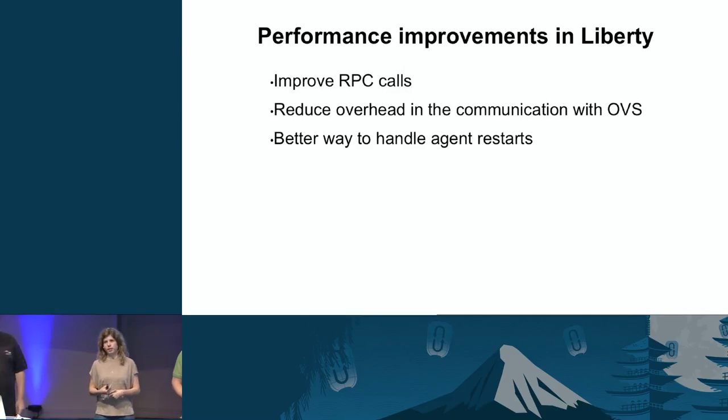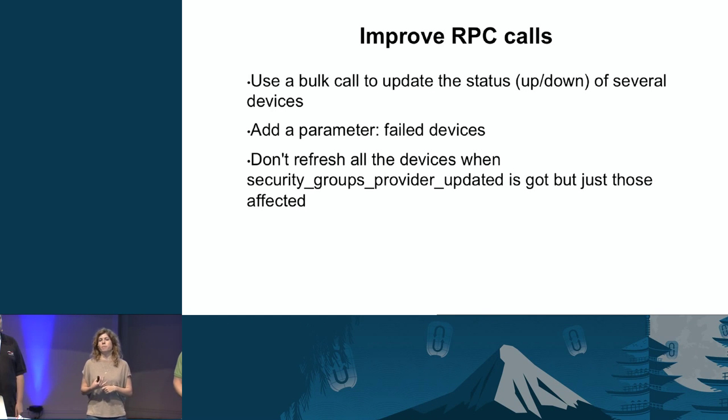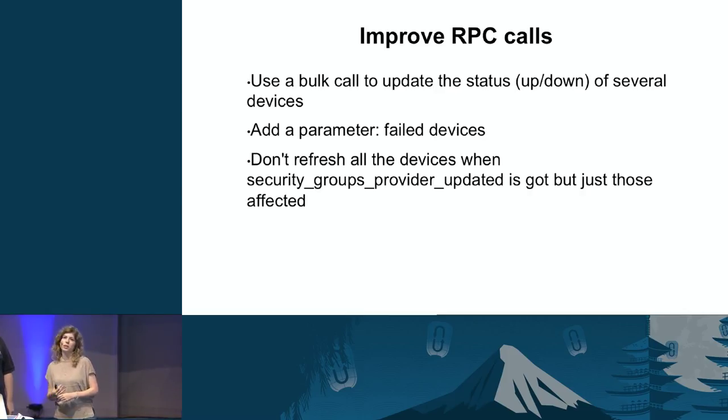And that's actually what we did. Regarding the L2 agent, we can divide the performance improvements into three categories: improve the RPC calls, reduce the overhead in the communication with Open vSwitch, and provide a better way to handle agent restarts. Regarding RPC calls, when a device is up or down, the agent will send a message to notify the Neutron server. Until Liberty, it was one message for every device. What we did was to create a new bulk call so that you can update many devices at once. We also added a parameter to this call, failed devices. This will be used in the future to improve the way the agent handles failures.